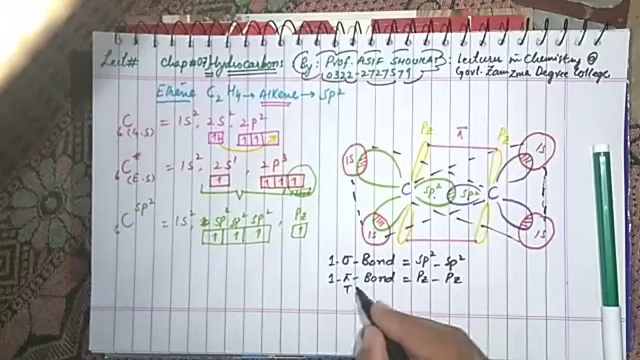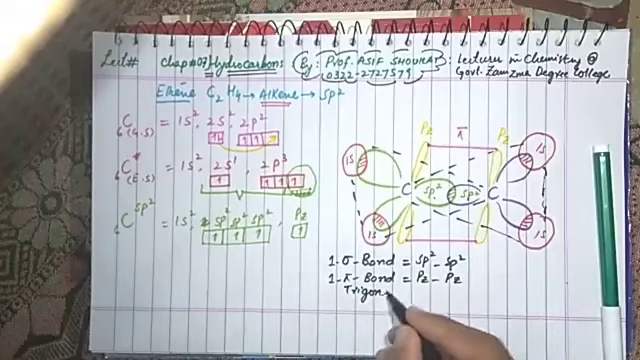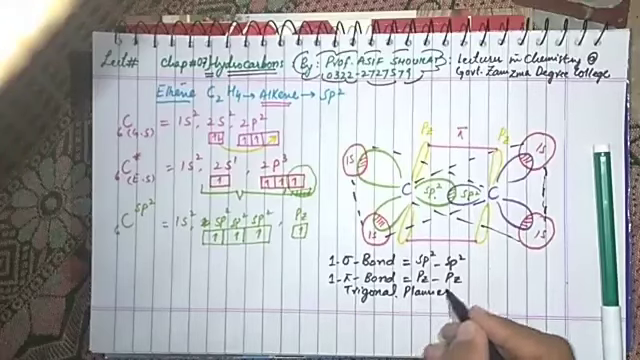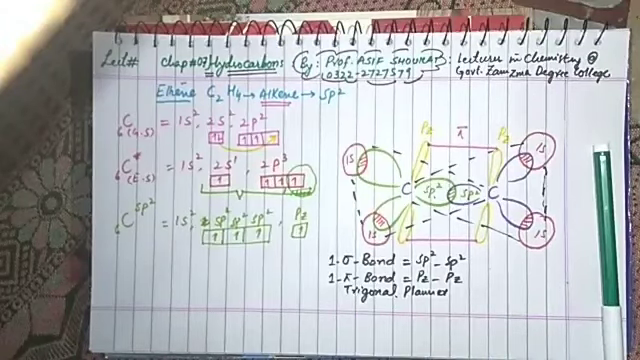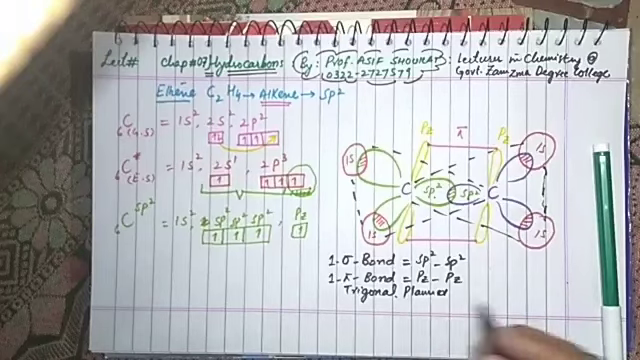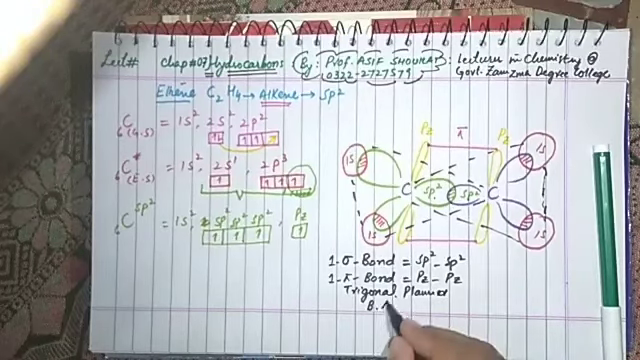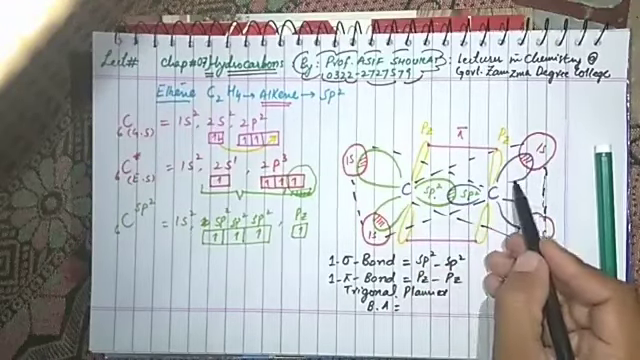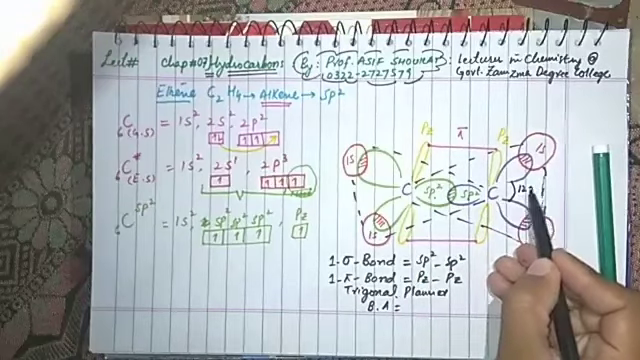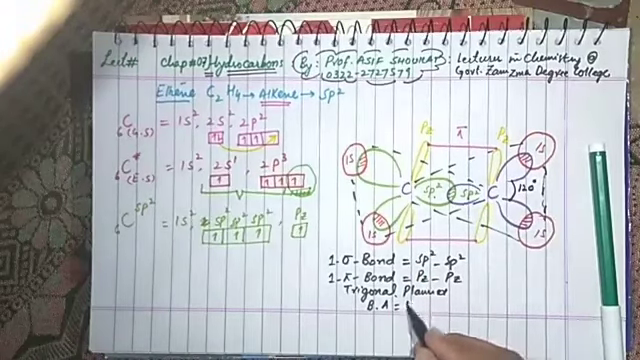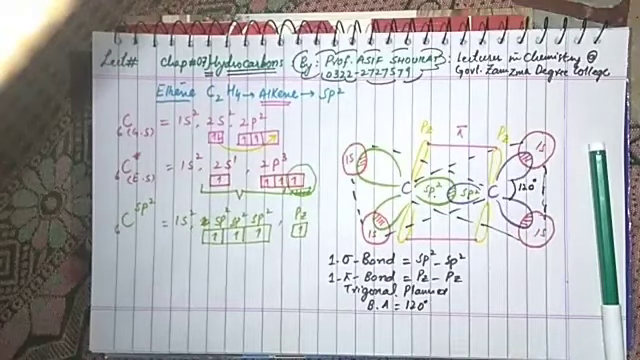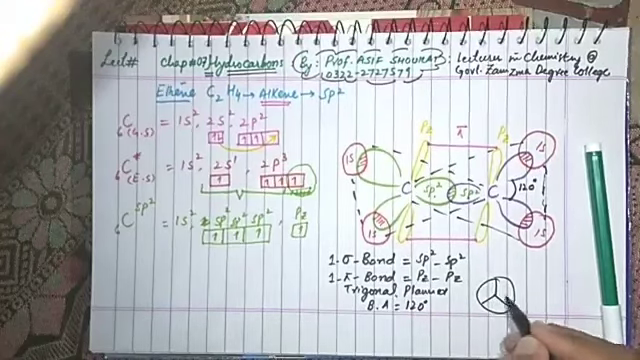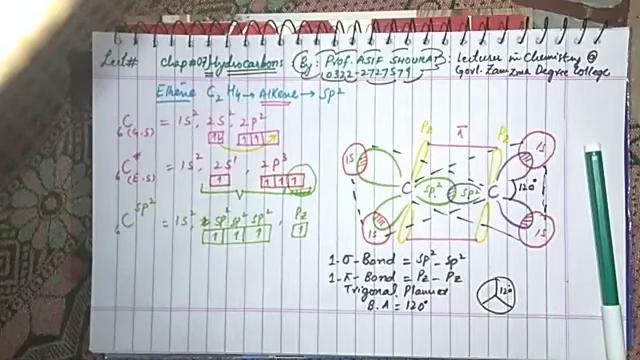Shape is trigonal planar, planar trigonal or trigonal plane or whatever you want to write. Also there is a bond angle. Bond angle is actually that angle which lies between two bonds. It is 120. Why 120? Just have a quick look at a circle. If a circle is equally divided, then it makes an angle of 120.